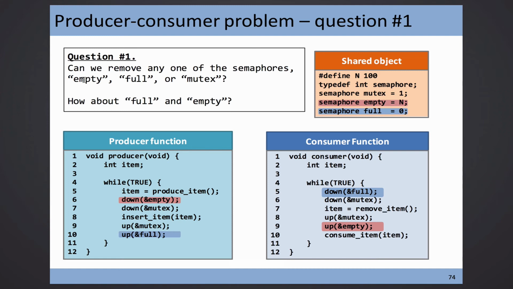Okay? So, let's start with this guy, the red guy. The physical meaning of this empty semaphore is counting the number of empty slots inside the buffer. So we won't depend on the data structure itself. We use the semaphore to do it.